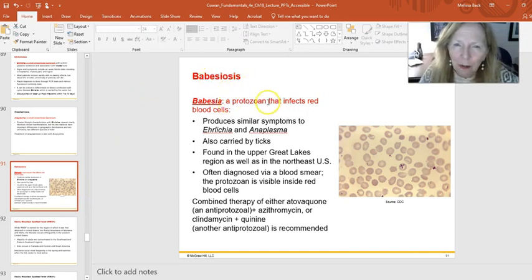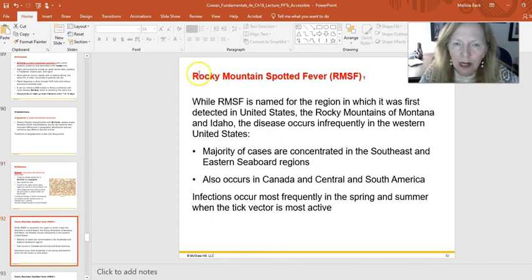Babesiosis, again, is caused by a protozoan, Babesia, and is treated with a combination of antiprotozoals, which you all know means that they're going to have lower therapeutic indexes. So before you treat somebody with something with a low therapeutic index, you want to have a definitive diagnosis. So it's a different kind of treatment.